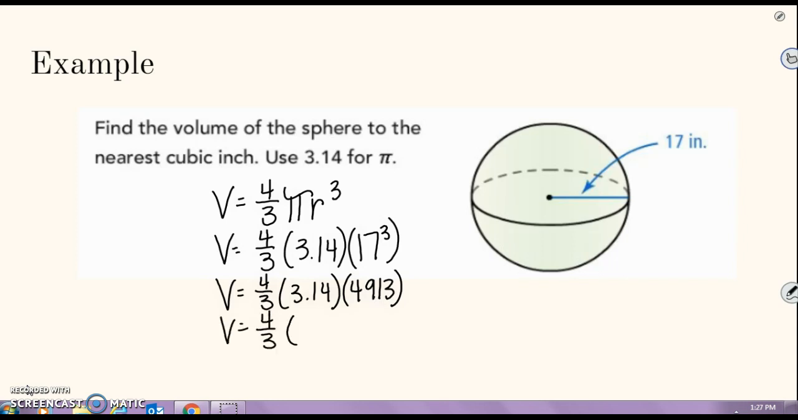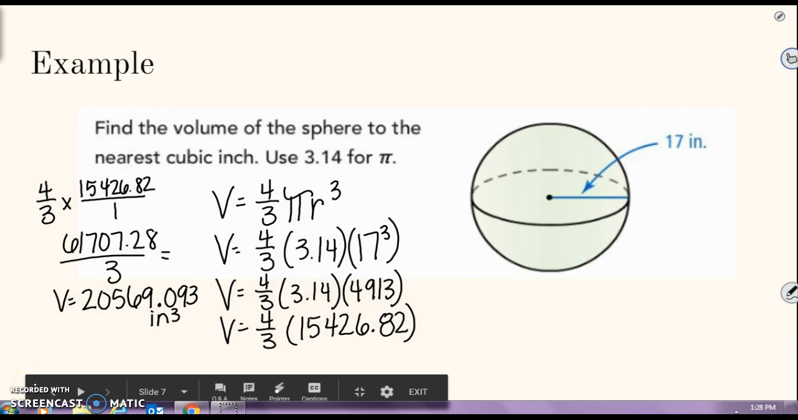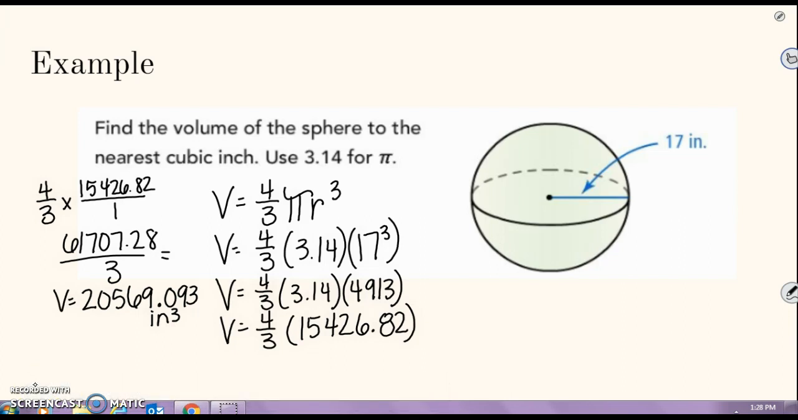We multiply that times 3.14. So now we have 4/3 times 15,426.82. We're going to multiply these to get our answer. Alright, so all we need to do is multiply 4 times our 15,426.82. That gives us 61,707.28, and then we divide that by 3 to find the volume of our sphere, which is 20,569.93 inches cubed.